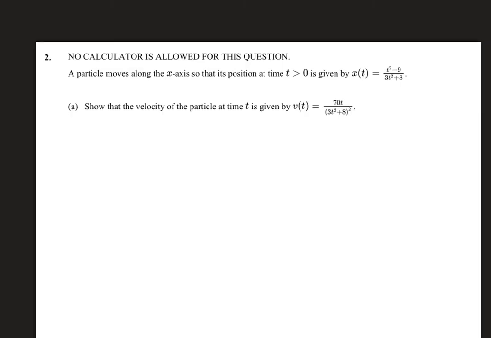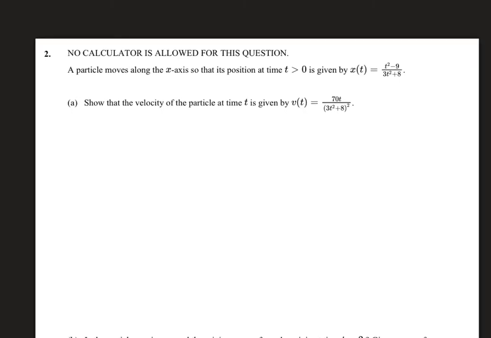Okay, so for the second FRQ of part B, let's say a particle moves along the x-axis so that its position at time t greater than 0 is given by x of t, which is that rational function t squared minus 9 over 3t squared plus 8. Okay, part A is just one of these ones that are show that. So show that the velocity of the particle at time t is given by v of t equals that. So we know that velocity is the derivative of position.